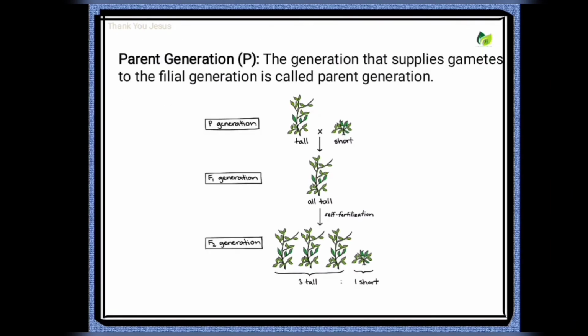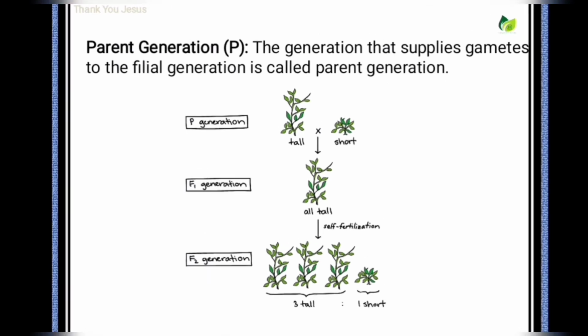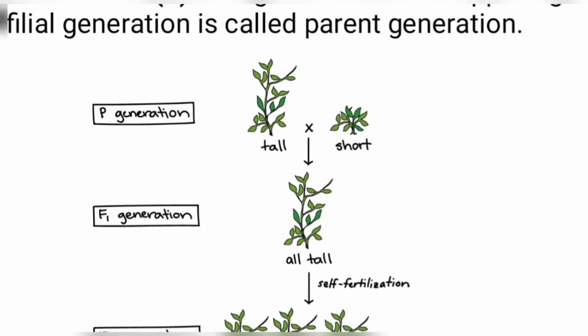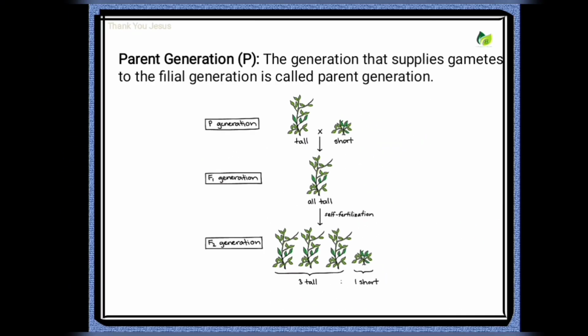Next one, parent generation. The generation that supplies gametes to the filial generation is called the parent generation. Here you have seen a tall parent and a short parent. The filial generation is nothing but the hybrids, the F1 hybrid, which are generally allowed to self-pollinate, and then they give rise to the F2 generation.